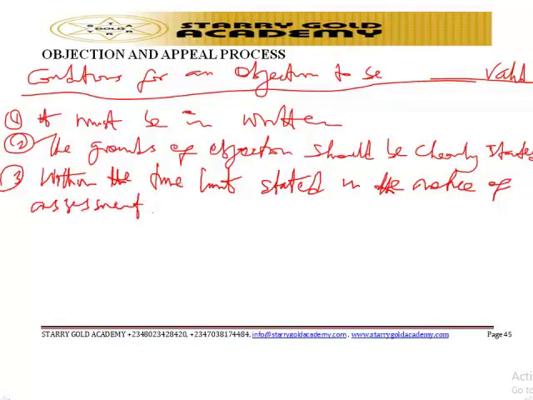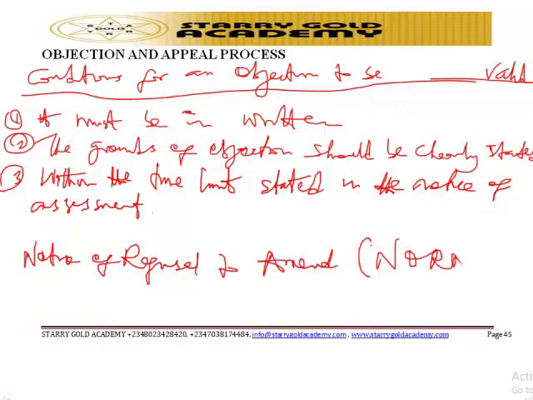If a valid objection is made, the board will attempt to settle the disagreement with the taxpayer. If an agreement is reached, the assessment will be amended accordingly, and a notice of amended assessment will be served on the taxpayer. But if no agreement is reached, then the board will give a notice of refusal to amend to the taxpayer, otherwise known as NORA, notice of refusal to amend.